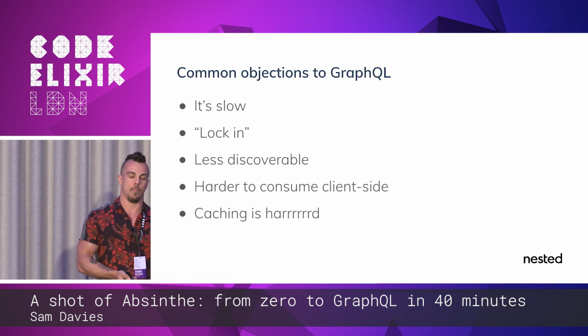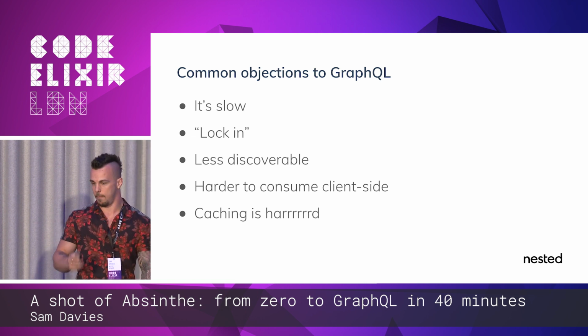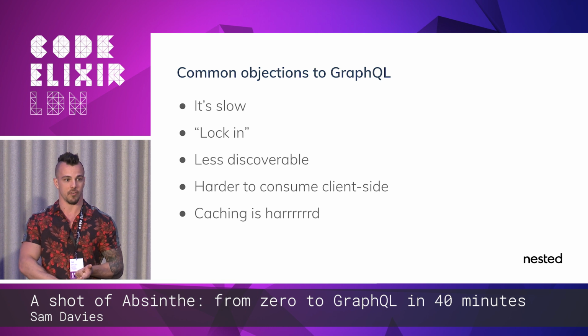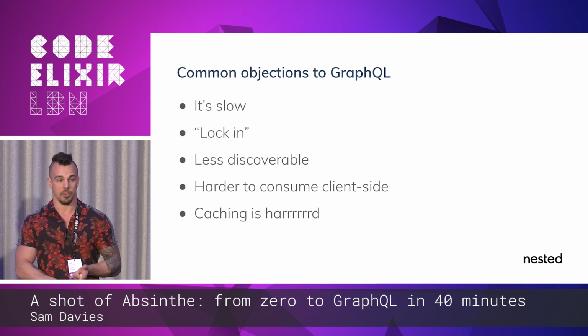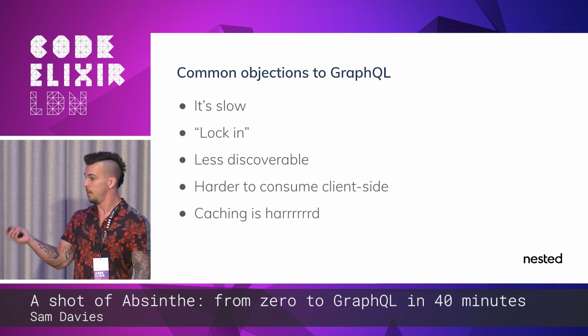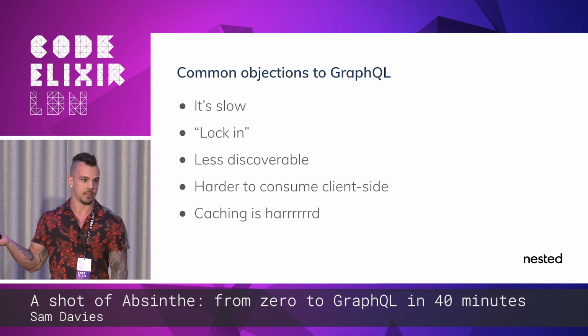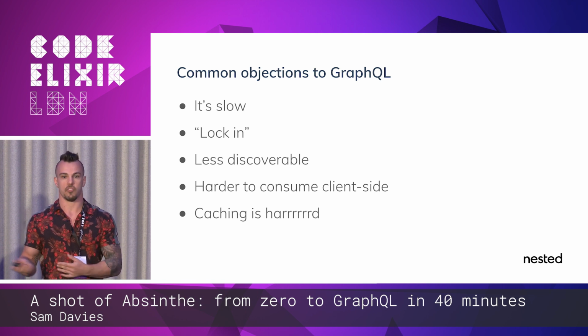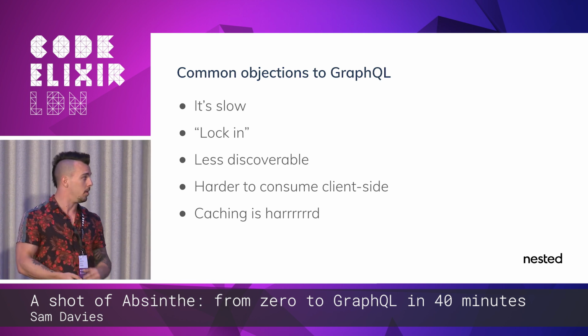The bottom two are valid objections. It can be harder, it can be a little bit more opaque to consume client-side. Now, there's a lot of good client libraries out there, like Apollo and Relay for JavaScript, probably a lot of other ones that I don't know of. If you're using a very simple client, it might be a bit harder. And caching. So you can't just whack a CDN in front of a GET request with GraphQL and expect it to just cache all of your stuff. It's a little bit more in-depth than that. There are strategies you can use here, but it's a bit beyond the scope of this talk.